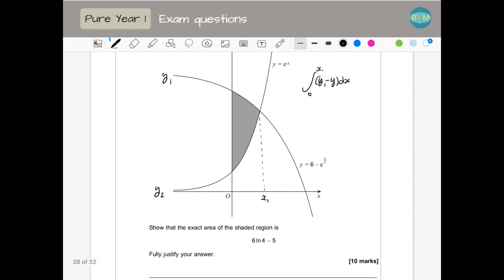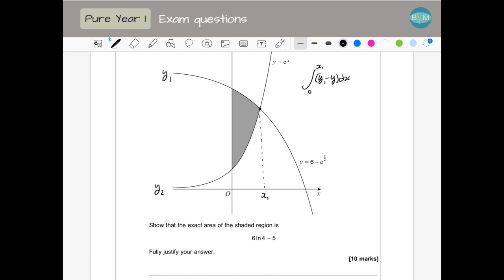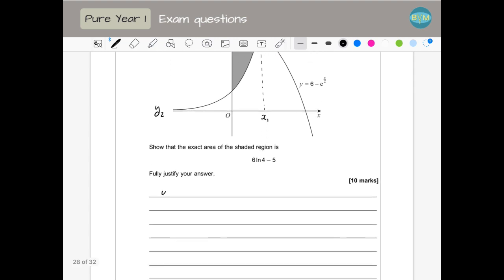So the first thing we are going to do, I would say, is to find this point. It's the point of intersection between this line and this line. So we are going to solve simultaneous equations. One is y equals e to the power of x, the other one is y equals 6 minus e to the power of x halves. So we can make the y equal, and we have e to the power of x is 6 minus e to the power of x halves.